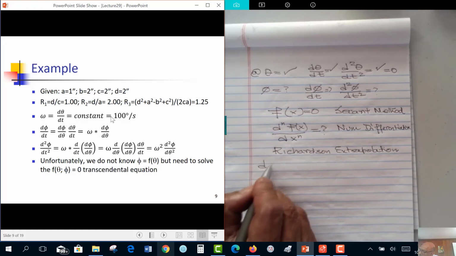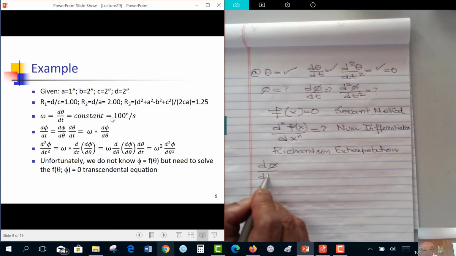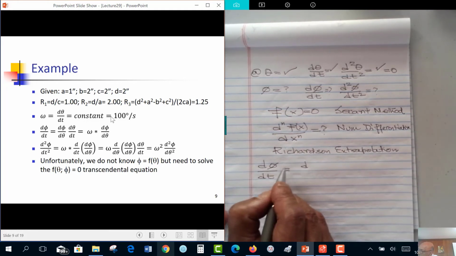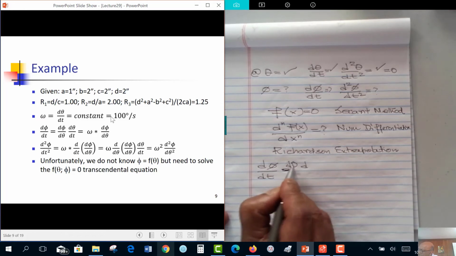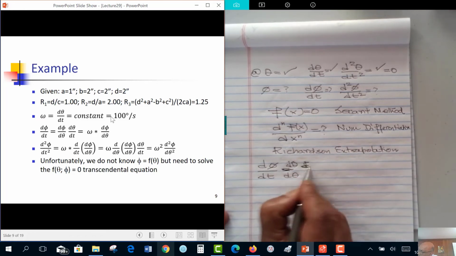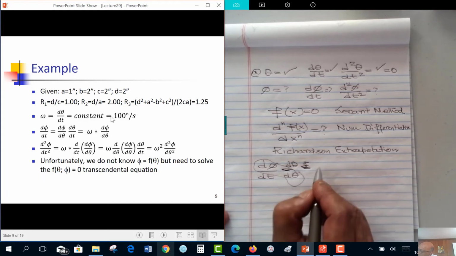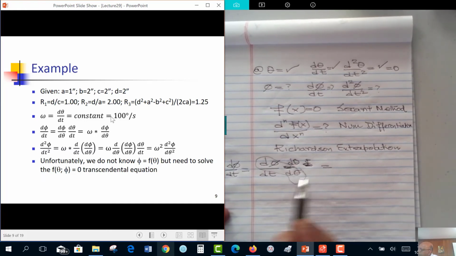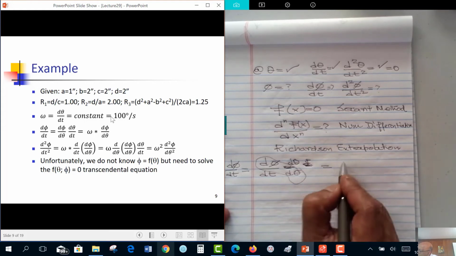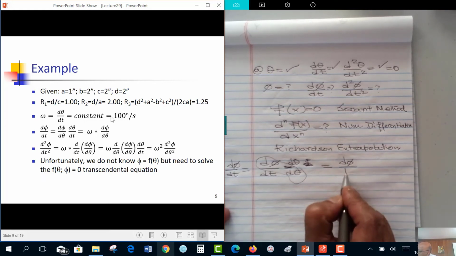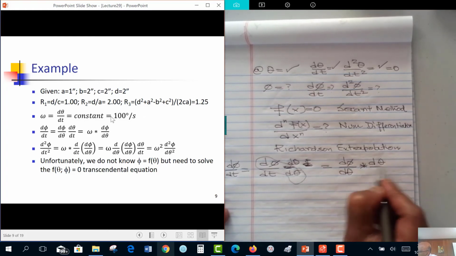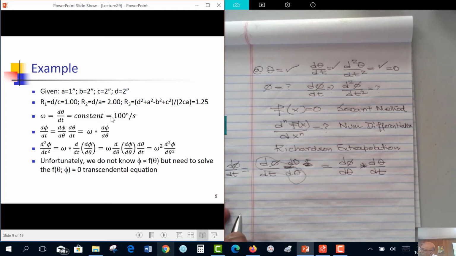So if we want to find d phi dt, what we can do is divide and multiply by d theta, right? And then we can write d phi dt. Remember, we multiplied and divided by d theta. Now we say this is d phi d theta times d theta dt, right?